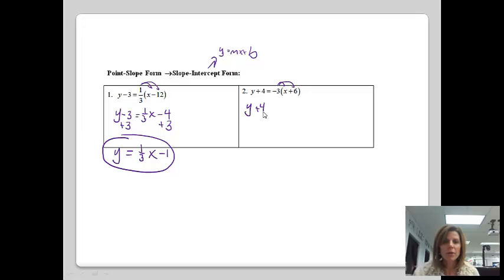so I'm going to get y plus 4 equals negative 3x minus 18, and then from here to get rid of the plus 4 we're going to do minus 4, and just notice where I put that minus 4. So now we're going to have y equals negative 3x, negative 18 minus 4 is negative 22. So that would be my answer.